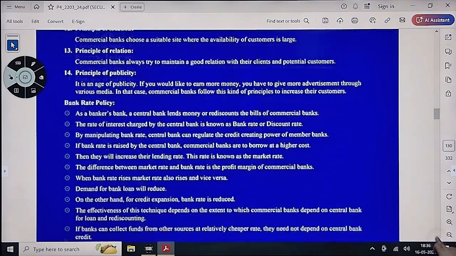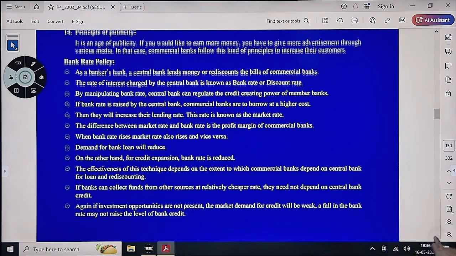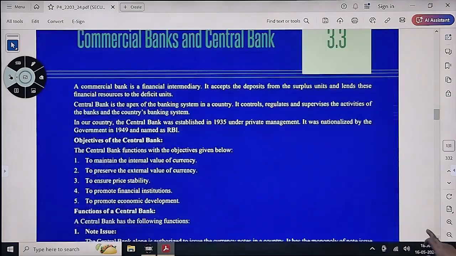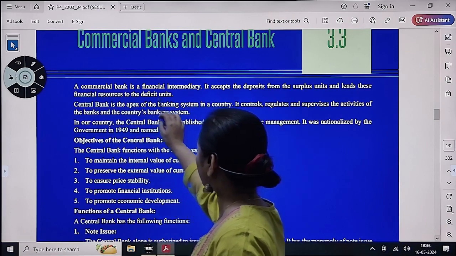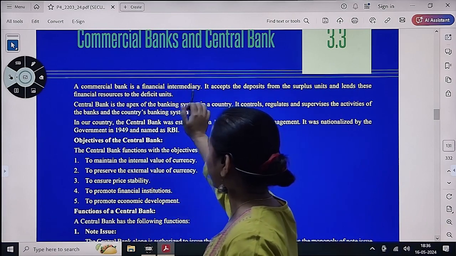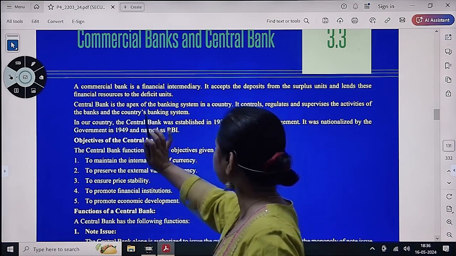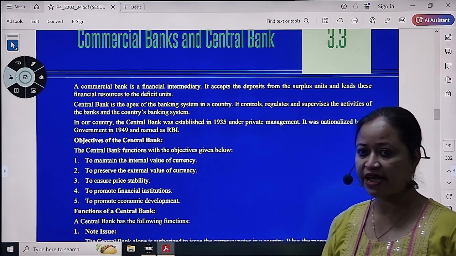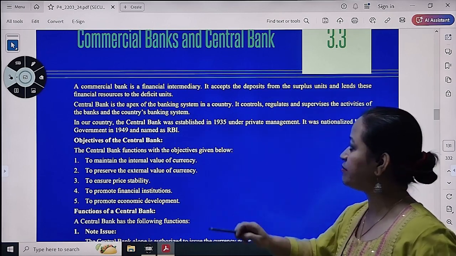So next we will see bank rate policy, that we will see when we study the central bank. So now we'll move into another chapter. So I have already told you what is commercial bank all about. Now we will see about central bank. Okay. So you know there is one central bank in a country. The name of the central bank is Reserve Bank of India. Yes. So this is called the apex of the banking system in a country.